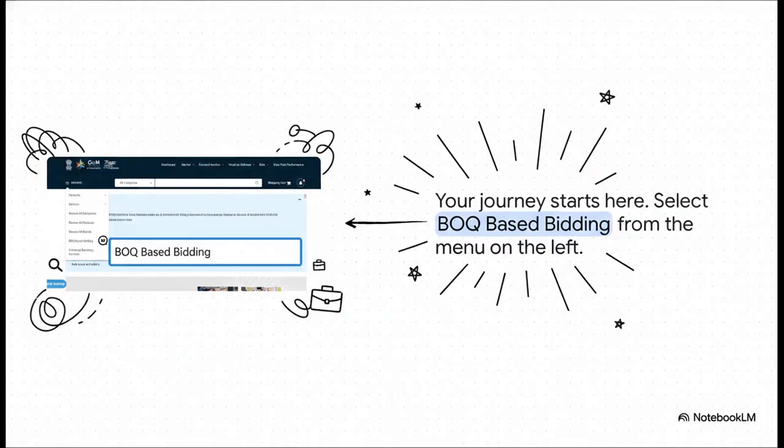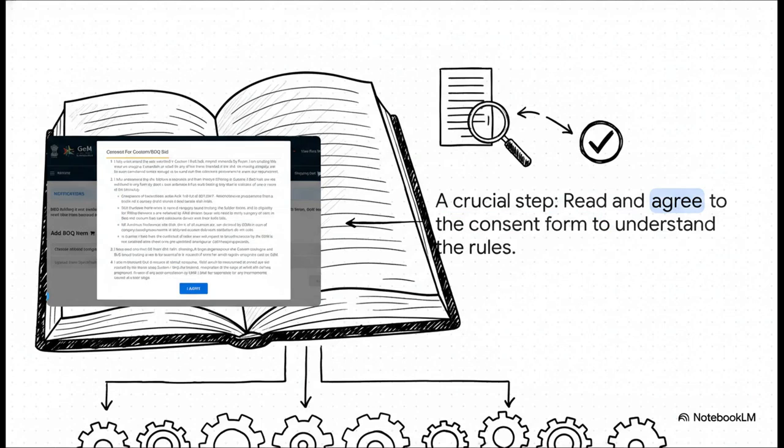And this is exactly what it'll look like on your screen. Once you're in, that menu on the left under Browse is your starting line. Just click on BOQ Based Bidding and you're on your way. Okay, stop. This next step is super important, so don't just click through it.